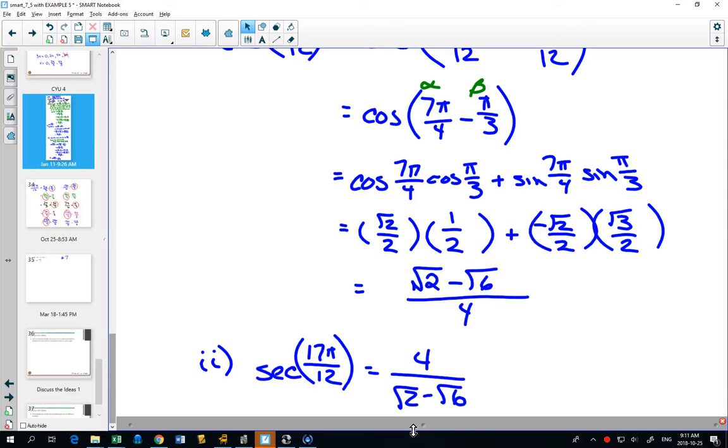It used to be on exams, sometimes they would just ask, find secant of 17 pi over 12. And if students didn't think to first find cos of 17 pi over 12, they would get like 0 out of 4. And they felt bad for those students. So over time, they've made it easier by asking cos of 17 pi over 12 in part A.